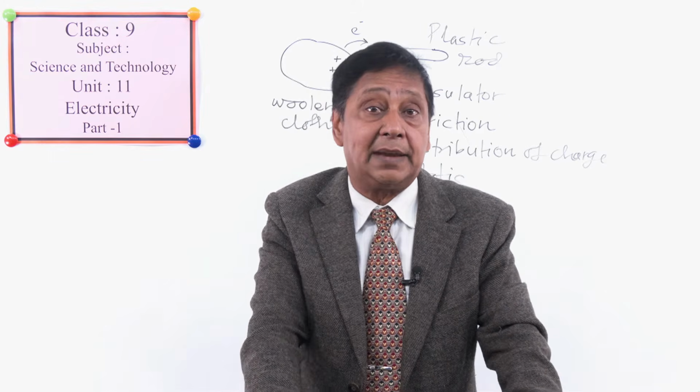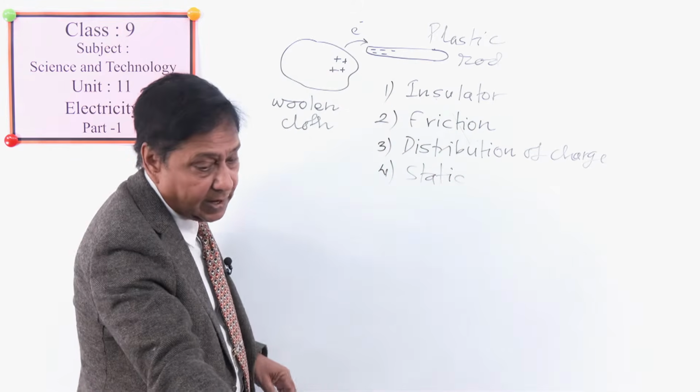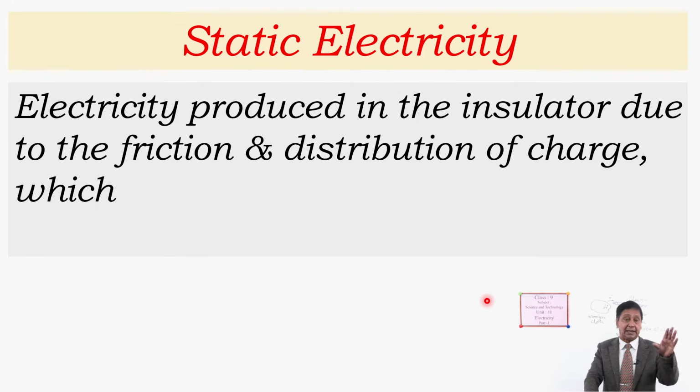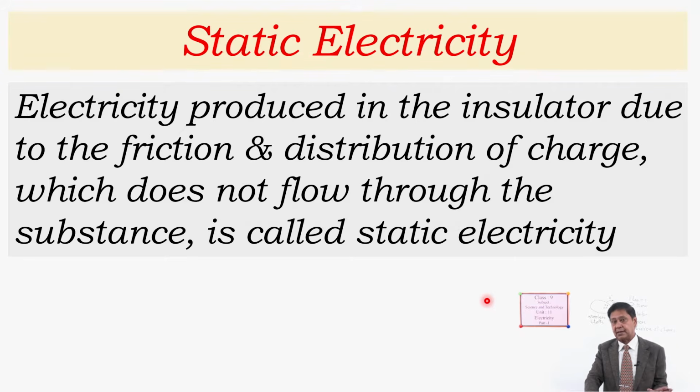Static electricity can be defined with the help of these 4 points that I am going to present. Look at this. Electricity produced in an insulator due to friction and distribution of charge, which does not flow through the substance, is called static electricity. This way we can define static electricity. Now it's time to go to current electricity.